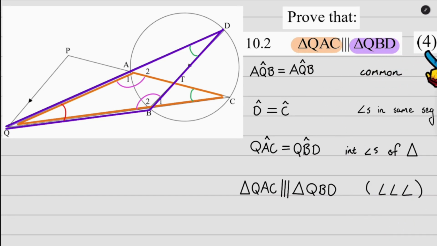Let's have a look where the 4 marks come from here. First mark comes from the correct statement with a common angle. Second mark comes from stating that D equals C. Third mark comes from the reason associated with that statement. And the 4th mark comes from your little reason over here.